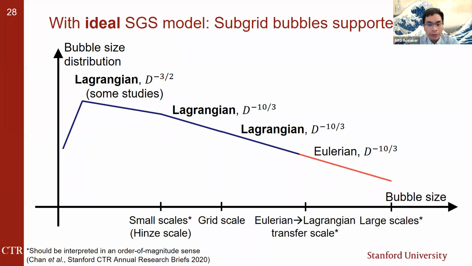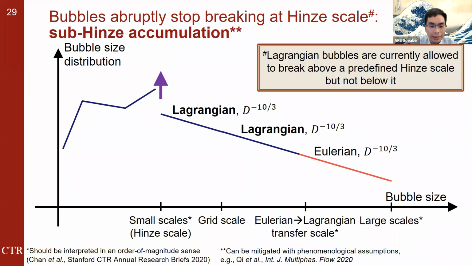Now, what happens when we don't have an ideal subgrid scale model? One possibility is what I mentioned earlier: if we set the bubbles to abruptly stop breaking at the Hinze scale, which prevents us from making ad hoc assumptions but is also not entirely realistic, then bubbles start to pile up below the Hinze scale. And you will see a peak that occurs to the left of the Hinze scale. I just wanted to point out that with some phenomenological assumptions, such as a PDF for the Hinze scale, we can mitigate this kink over here, as discussed in the reference below. So we're not too worried about this.